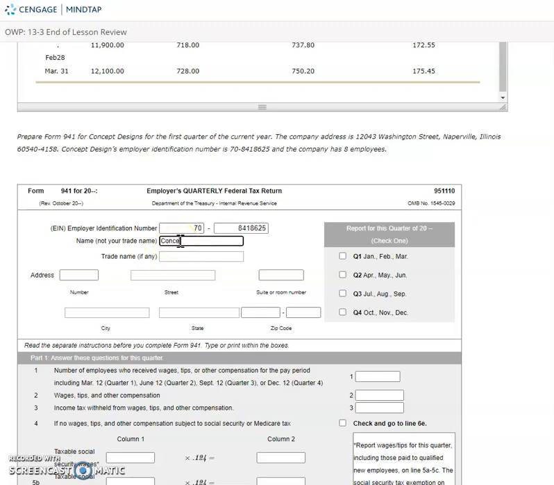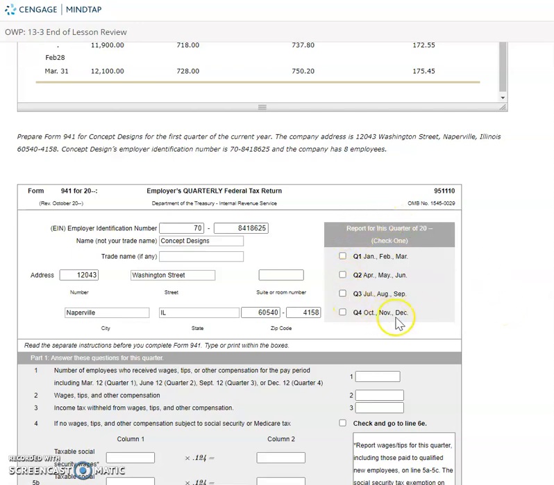The name of the business is Concept Designs. There is no trade name. They would tell us that kind of information in the directions if there was. They give us the address, so 12043 Washington Street. There is not a suite or room number. Naperville, Illinois, and then the zip code, 4158.